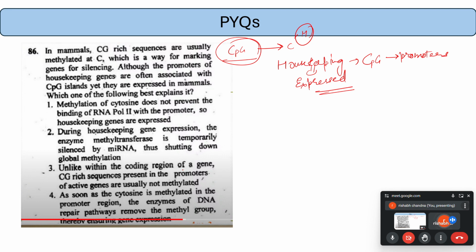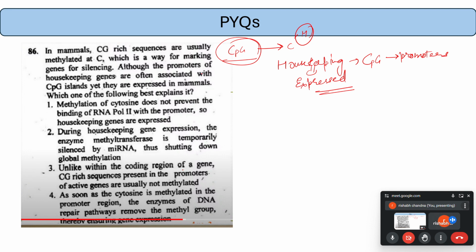Third option, unlike within the coding region of a gene, CG-rich sequences present in the promoters of active genes are usually not methylated. And fourth option, as soon as the cytosine is methylated in the promoter region, the enzymes of DNA repair pathways remove the methyl group, thereby ensuring gene expression. Okay, so now we'll see the explanation of different options. Methylation of cytosine does not prevent the binding of RNA polymerase 2 with the promoter. So, housekeeping genes are expressed.